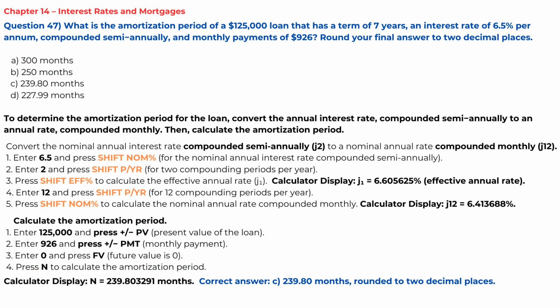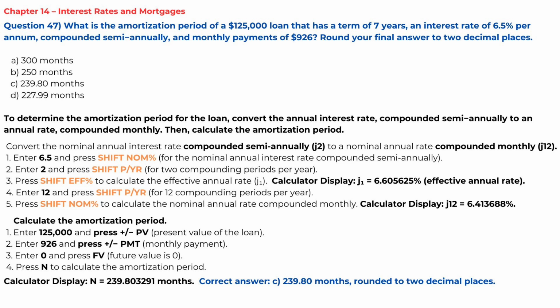Question 47. What is the amortization period of a $125,000 loan that has a term of 7 years, an interest rate of 6.5% per annum, compounded semi-annually, and monthly payments of $926? Round your final answer to 2 decimal places. To determine the amortization period for the loan, convert the annual interest rate, compounded semi-annually, to an annual rate, compounded monthly. Then, calculate the amortization period. Convert the nominal annual interest rate compounded semi-annually, J2, to a nominal annual rate compounded monthly, J12. Enter 6.5 and press Shift NOM.